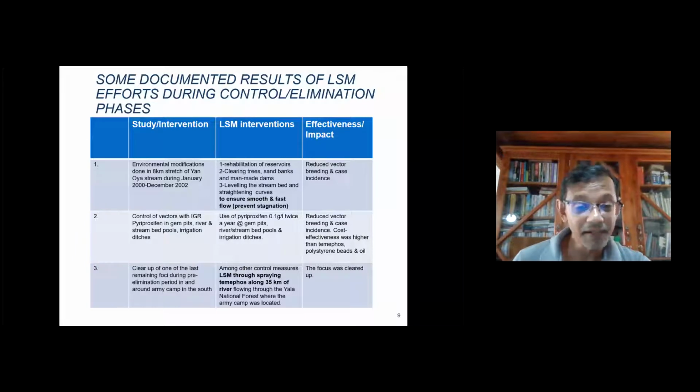The last one is the intervention taken by the anti-malaria campaign during clearing up of one of the last remaining foci during the pre-elimination period. And LSM was also employed, spraying chemicals along 35 kilometers of the river flowing through the Yala National Forest, where the army camp, the focus, was located. The focus was cleared up. But in all three examples, in all these areas, indoor residual spraying or LLIN was practiced. So we don't know exactly what percentage of this impact is due to larval source management.